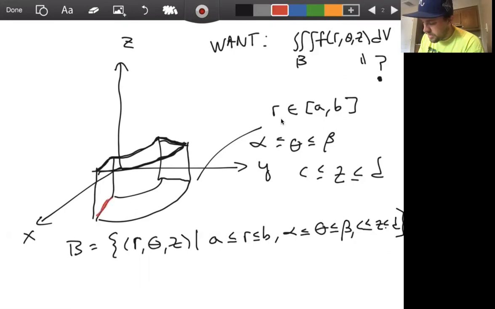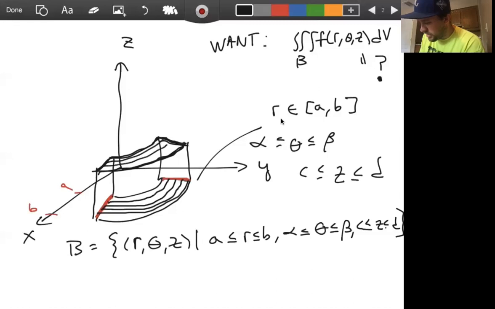And so here, this in red, this is r going from a to b, and we can introduce a partition into like subradii, right? And I can do kind of the same thing up here so you can get an idea of what's going on. And then we also have, well, we're starting at some theta equals alpha, and we end at some theta equals beta. We can also partition this interval.